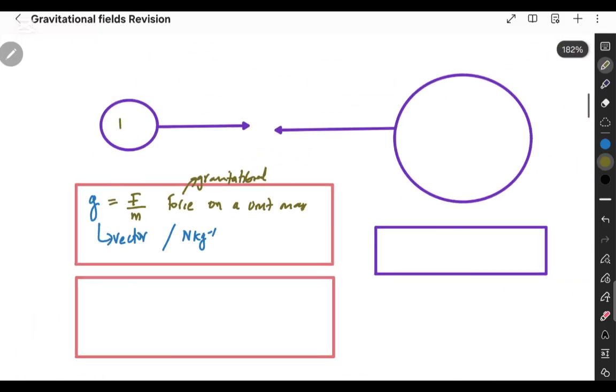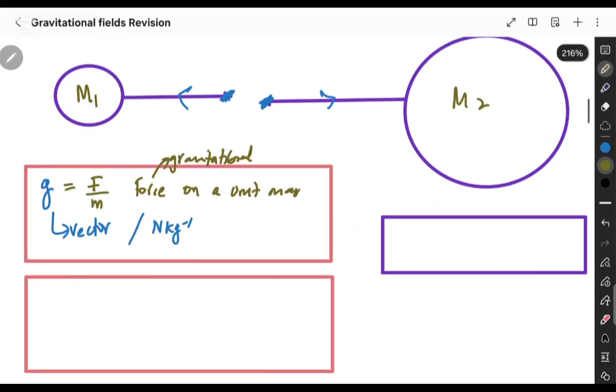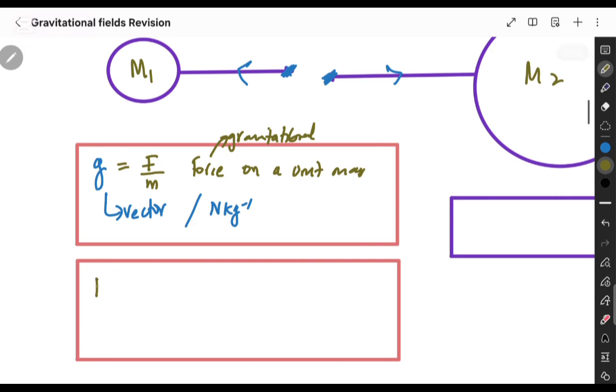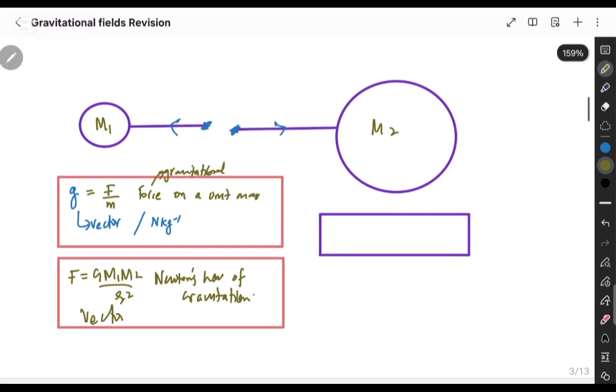Then if we have two masses M1 and M2, they both are going to be exerting an attractive force, so it should actually be this way, the arrow is a bit wrong. They both will be exerting an attractive force on each other. The attractive force is going to be equal to G M1 M2 over R squared. This is Newton's law of gravitation, and remember, this is also a vector quantity.